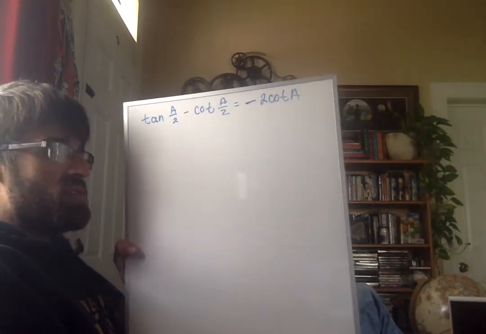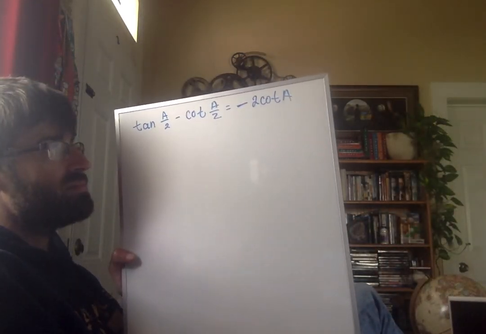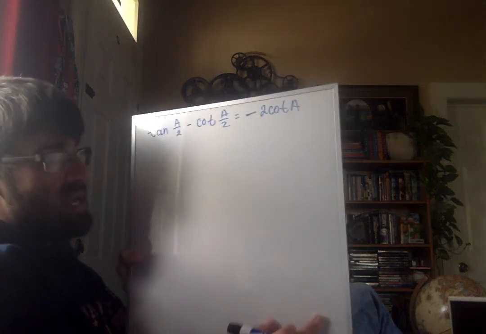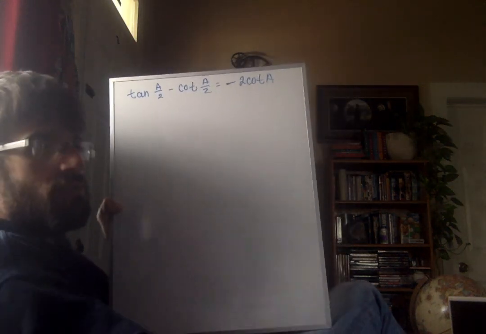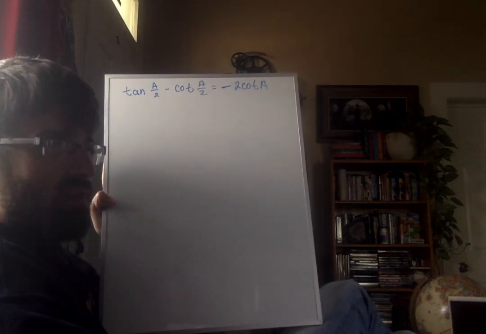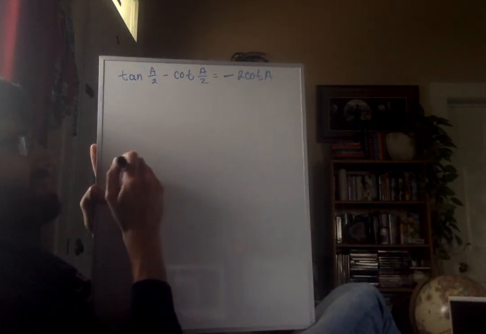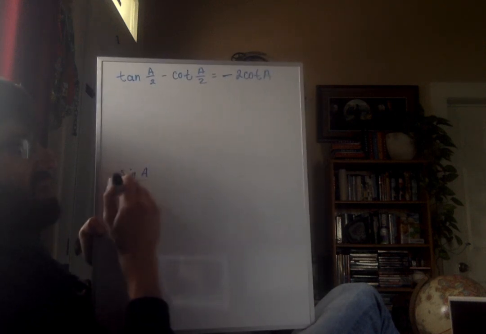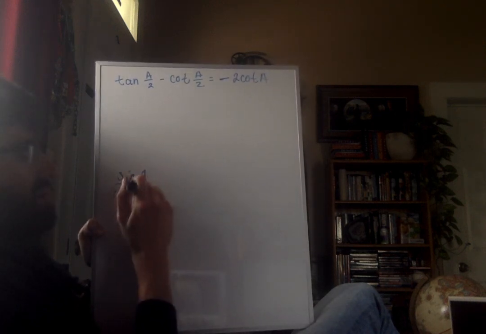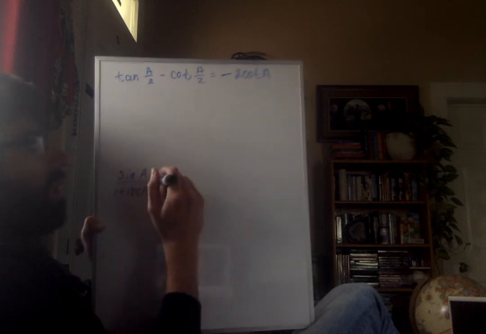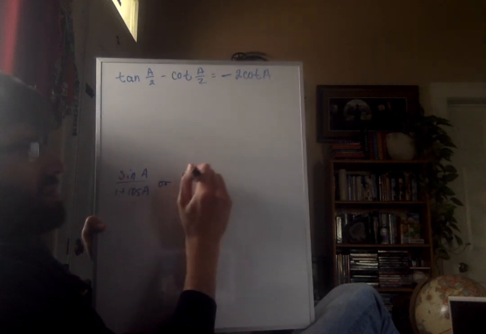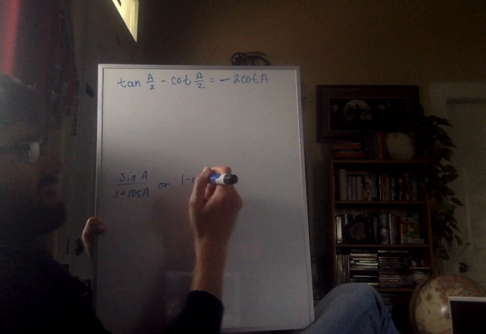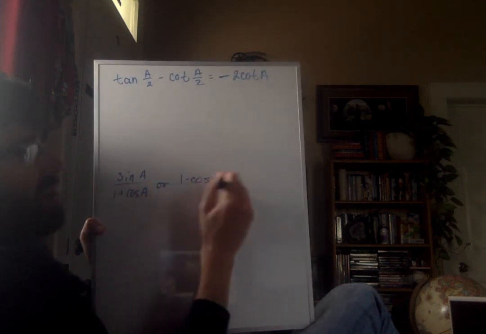Here's going to be the next one. Now I do have 2 equivalencies for the tangent of anything or the angle over 2. So that is sine, we'll use a over 1 plus cosine a, or 1 minus cosine of a over sine of a.